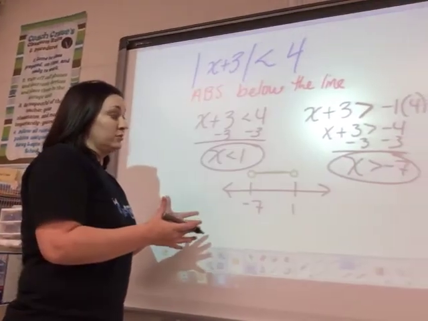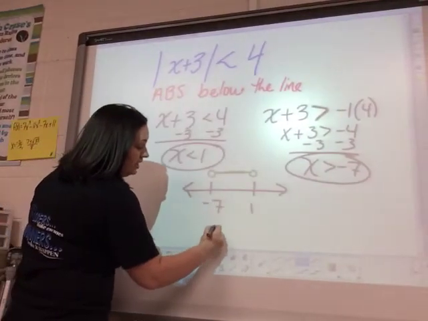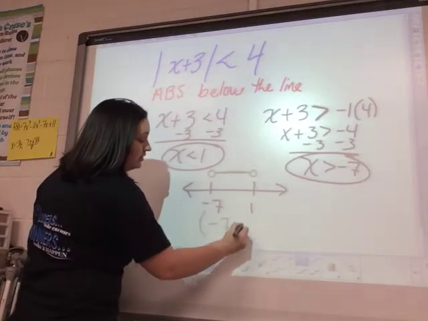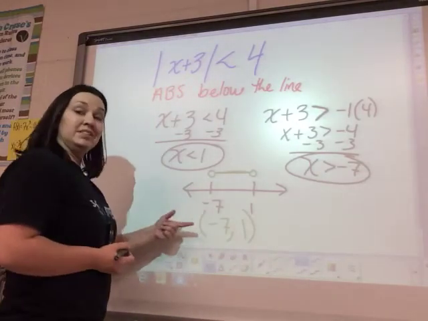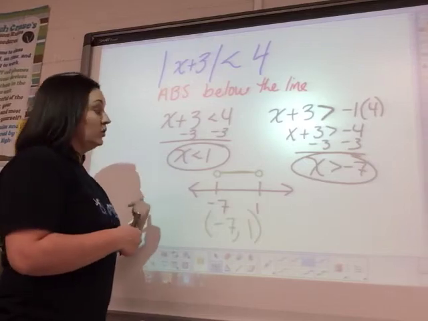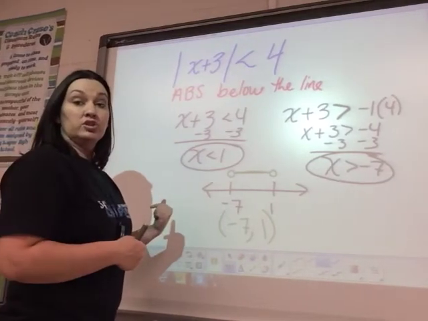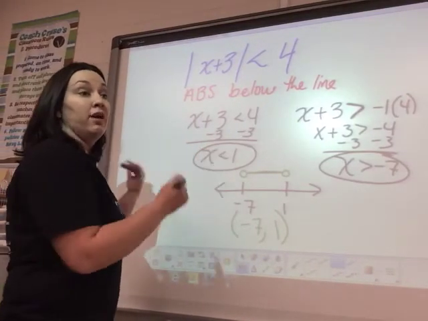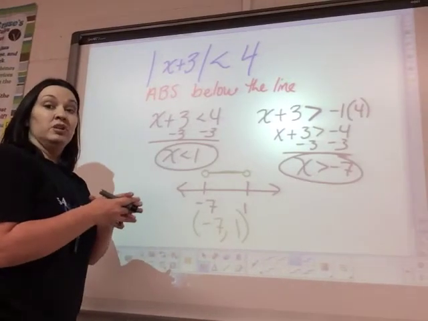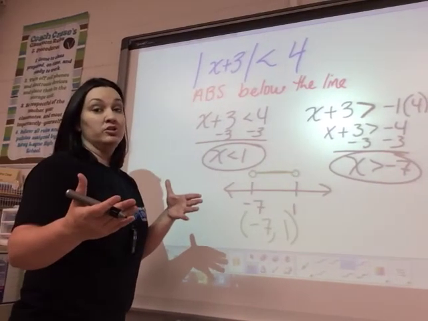So your interval notation is going to be a parenthesis at -7 to 1 with parenthesis, which is exactly what you got when you graphed these on the other screen. So algebraically and graphically, exact same answers. Whichever process you prefer is the one you should use.